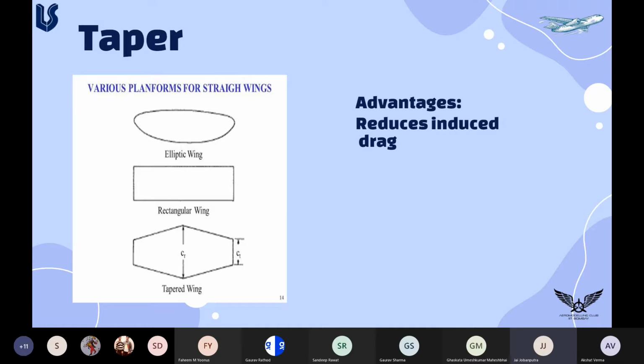So please answer this question. That will help you understand why exactly the taper reduces the induced drag. The question is, when will the induced drag be lower: if the pressure difference at the tip, between the upper surface and lower surface, is more or less? Three for more.